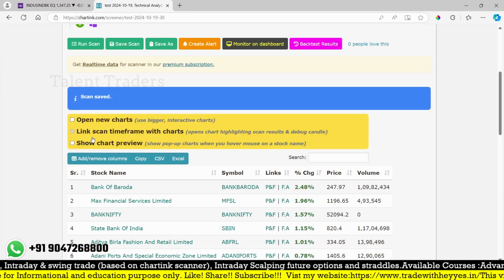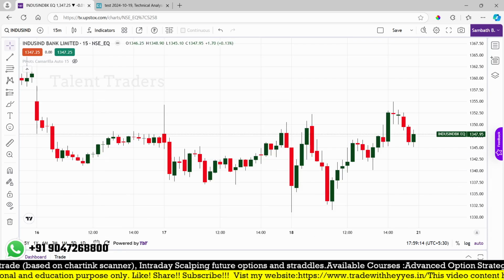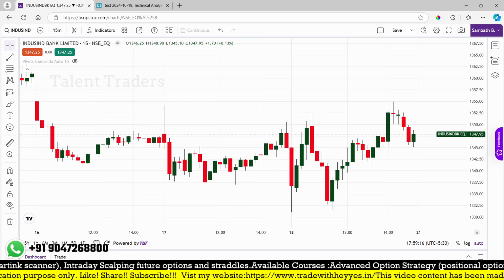This will be added into our premium group, so you can also access the scanner, and if you require any modification, you can do it.